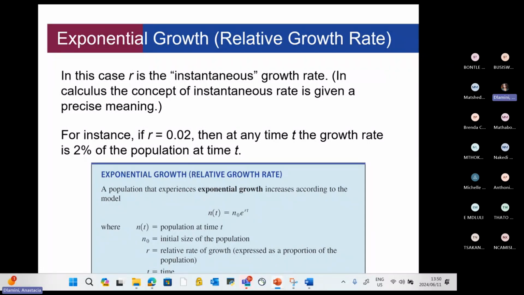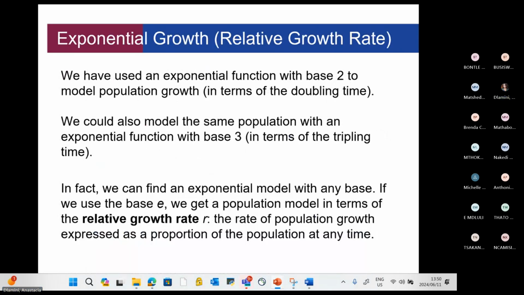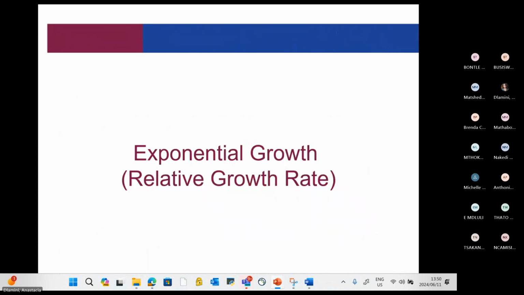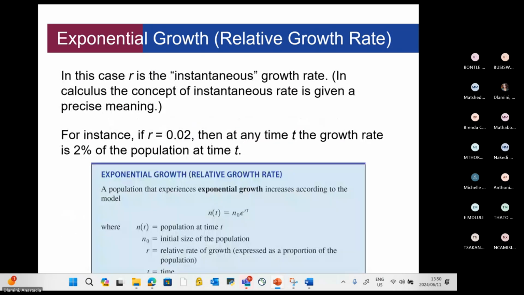So now let's look at, okay, what am I doing? Where am I? Sorry about that, guys.